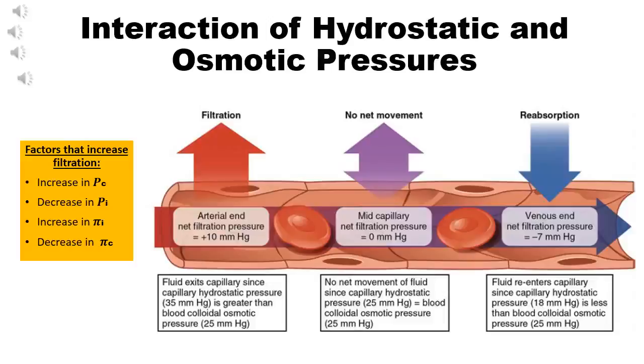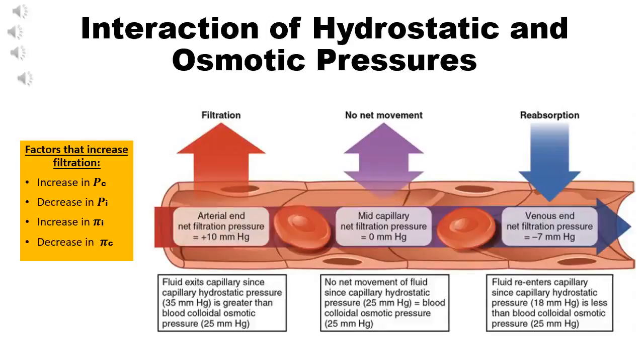The net filtration pressure represents the interaction of the hydrostatic and osmotic or oncotic pressures, driving fluid out of the capillary. It is equal to the difference between the capillary hydrostatic pressure and the blood colloid osmotic or oncotic pressure. Since filtration is, by definition, the movement of fluid out of the capillary, when reabsorption is occurring, the net filtration pressure is going to be a negative number. Net filtration pressure changes at different points in a capillary bed.